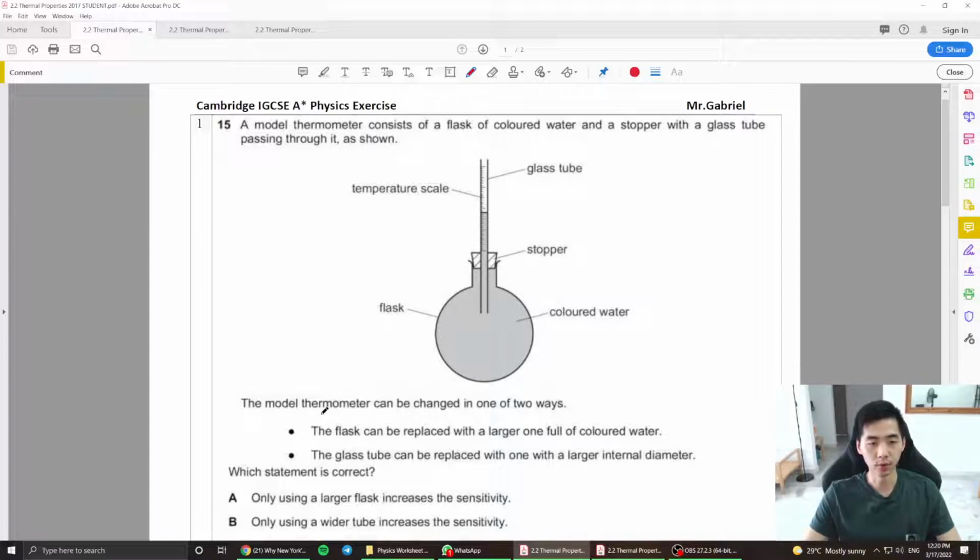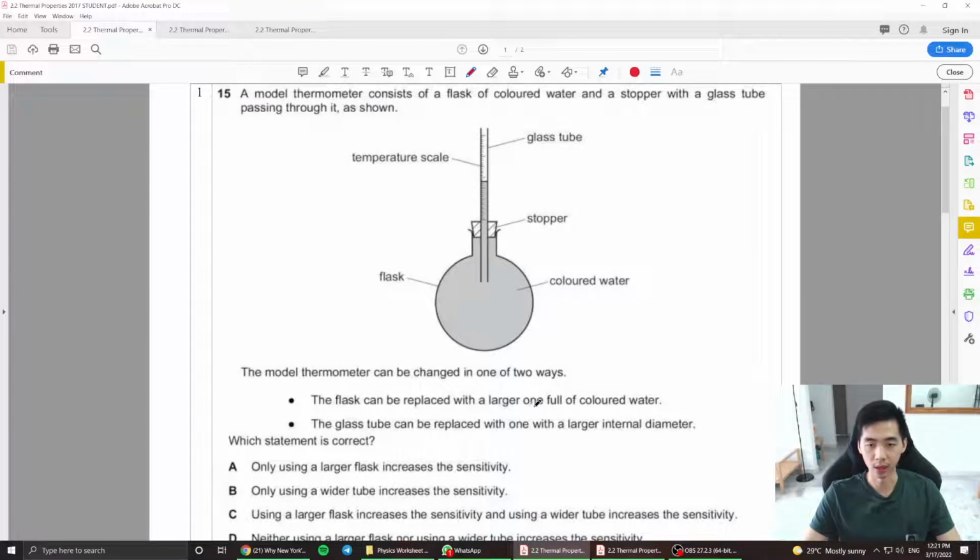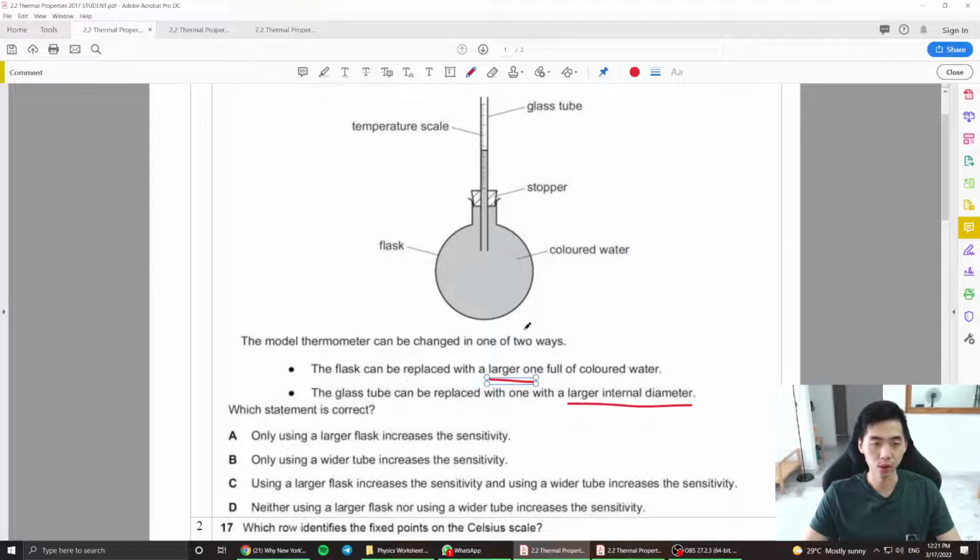The model thermometer can be changed in one or two ways. The flask can be replaced with a larger one full of colored water. The glass tube can be replaced with one of a larger internal diameter. Which one of these is true? Now right here, if you look at this question, they have two changes, right? Number one, make the flask larger, or number two, make the internal diameter larger.